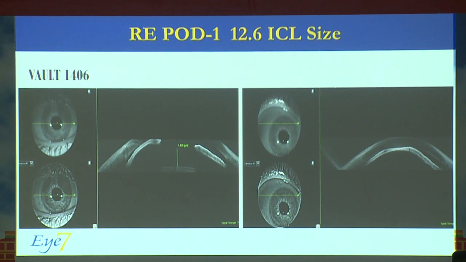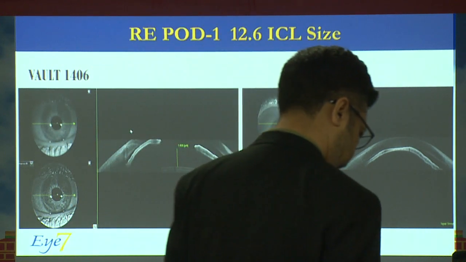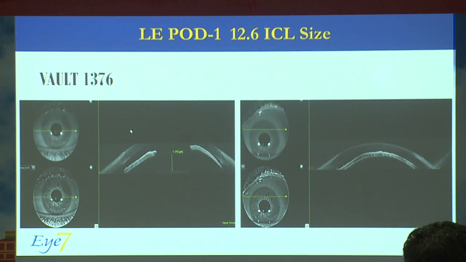So here is one patient. Size of ICL was 12.6, and look at the level of the vault. Both eyes. This is the right eye, vault 1400. This is the left eye, vault 1376.